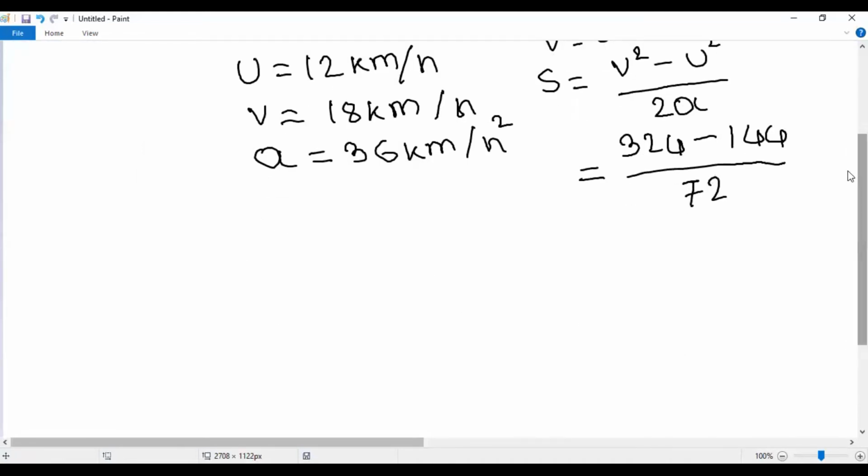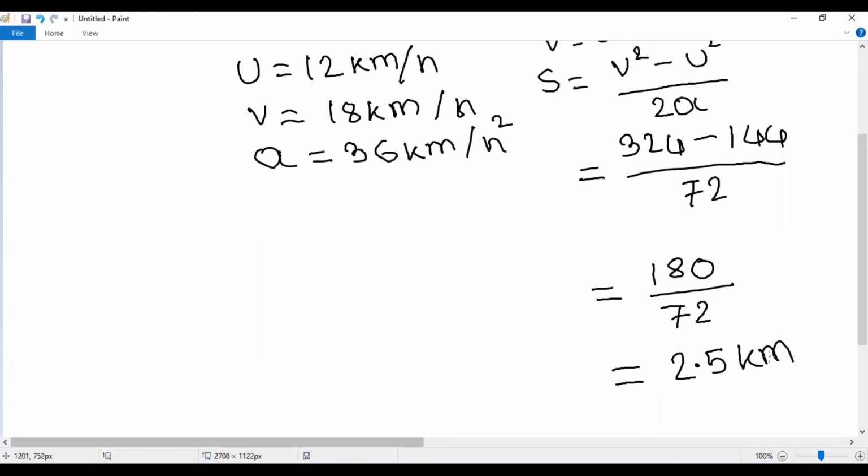So we can write it like this. 324 minus 144. 324 minus 144 is equal to 180 by 72. So 180 by 72 is equal to 2.5 kilometers. Okay, so this will be the answer.